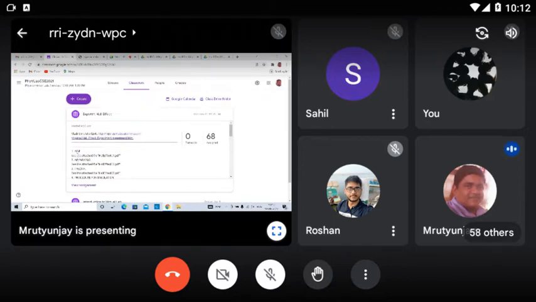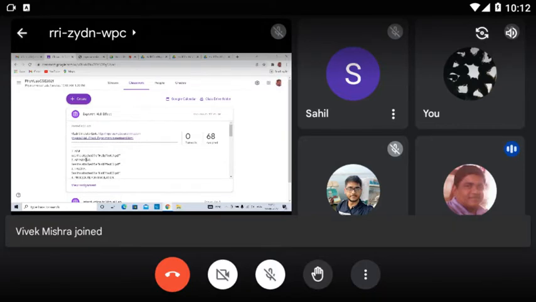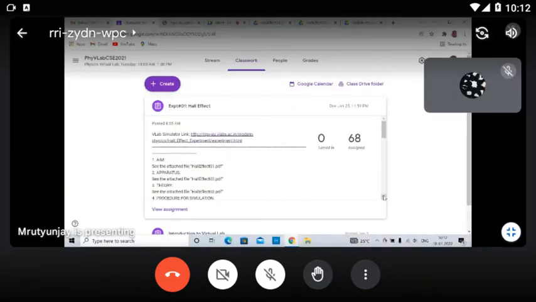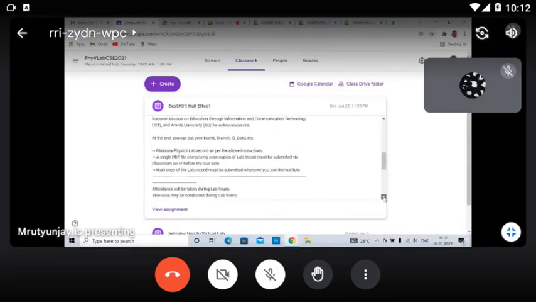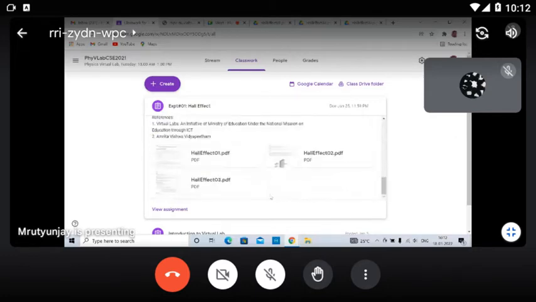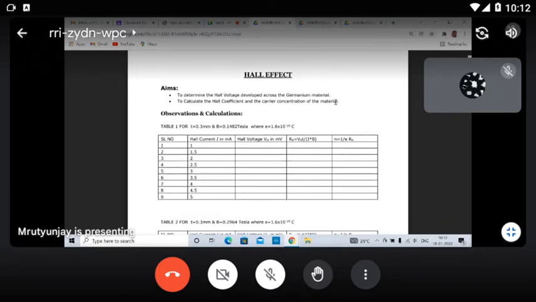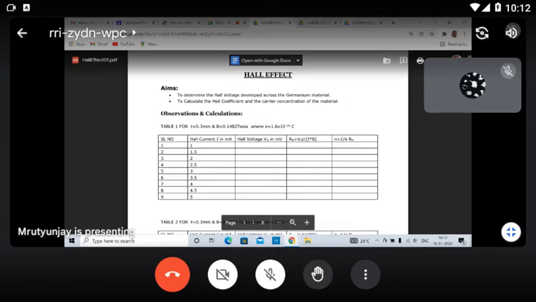First of all, you have to write the aim of the experiment. For the aim, you have to follow Hall effect 01.pdf. You just find, we have 3 PDFs. Open that one, then we will find the aim of the experiment. These two are our aim: to determine the Hall voltage developed across the germanium material, and second, to calculate the Hall coefficient and the carrier concentration of the material. Okay, then go to the next thing.